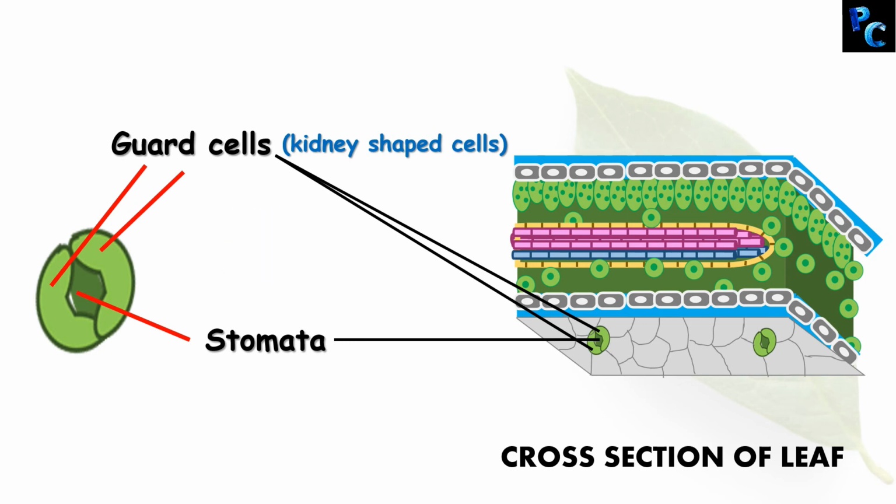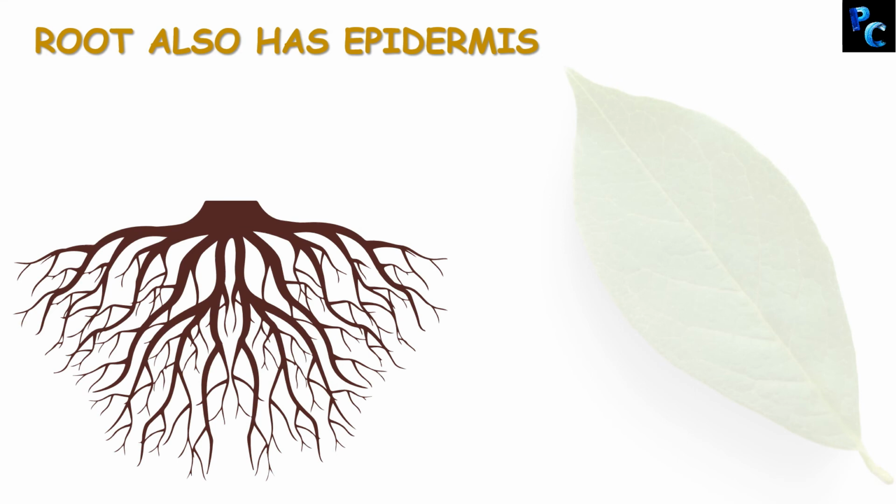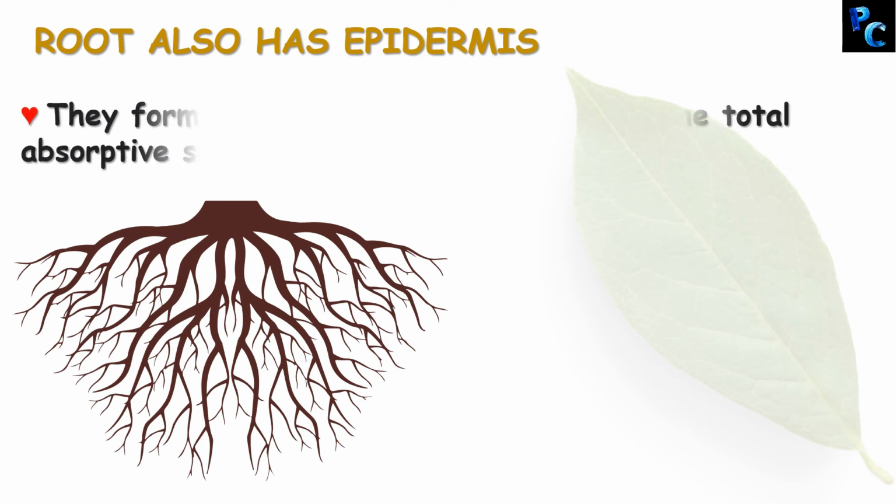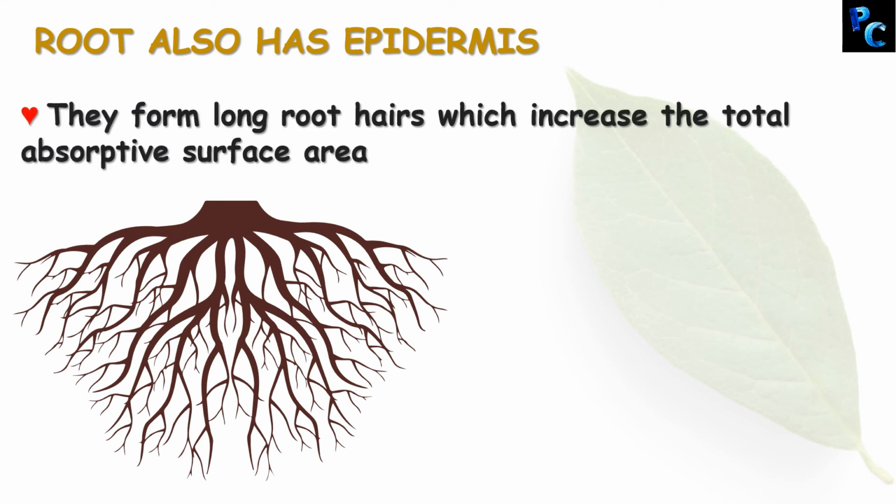Let's continue now. The roots of the plants are also covered by epidermis. In the roots, they form long root hairs which increase the total absorptive surface area. Since the surface area is increased, more water will be absorbed. This is the root hair. So, epidermis is present all over in a young plant.